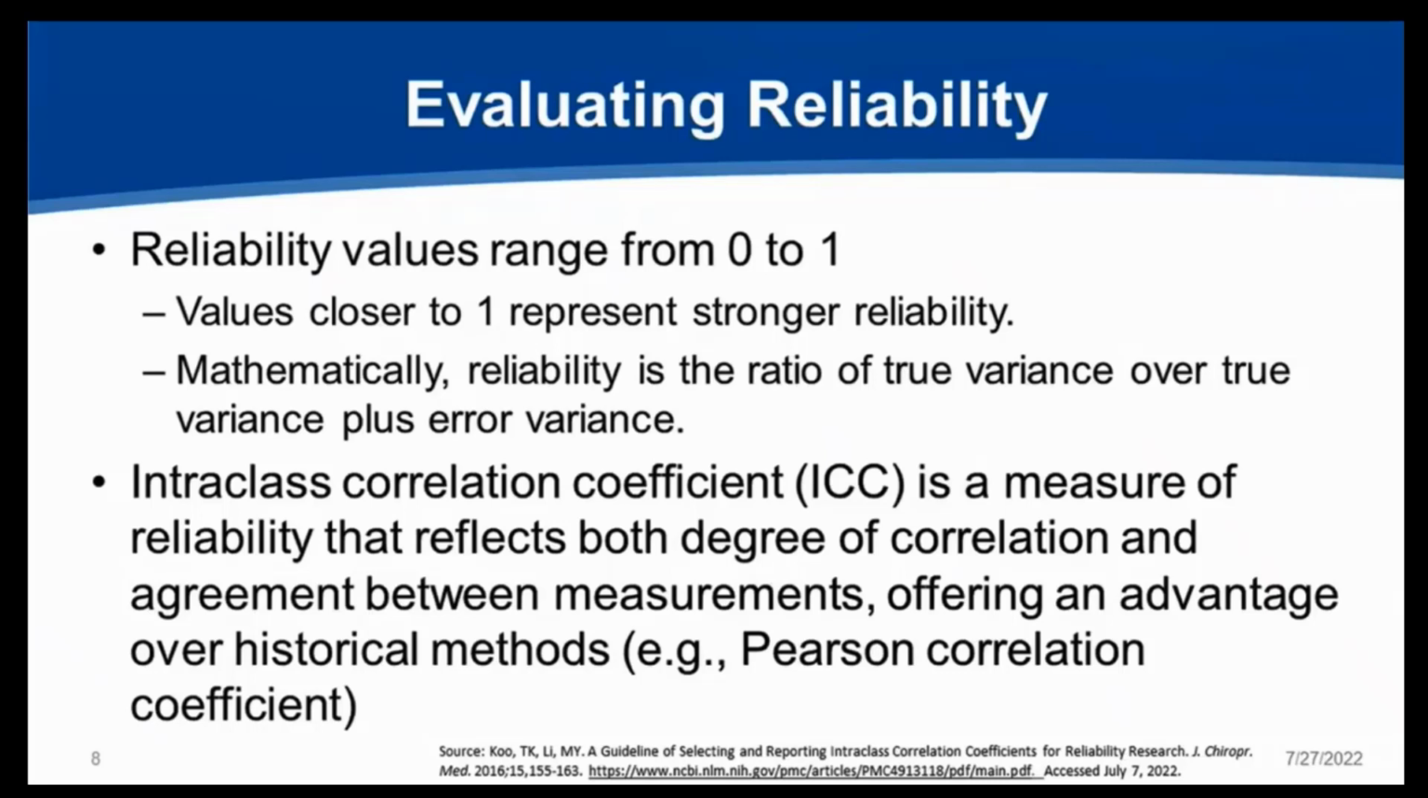And the interclass correlation coefficient is one measure of reliability, and there are others. It does reflect the correlation agreement between measures, and it's better than, for example, historical methods such as the Pearson correlation coefficient, because it actually incorporates a rater bias that wouldn't be incorporated in a Pearson correlation coefficient. So one rater could be giving a completely different but perhaps consistently higher rating than another and still get a very strong correlation coefficient, but the ICC does adjust for that.